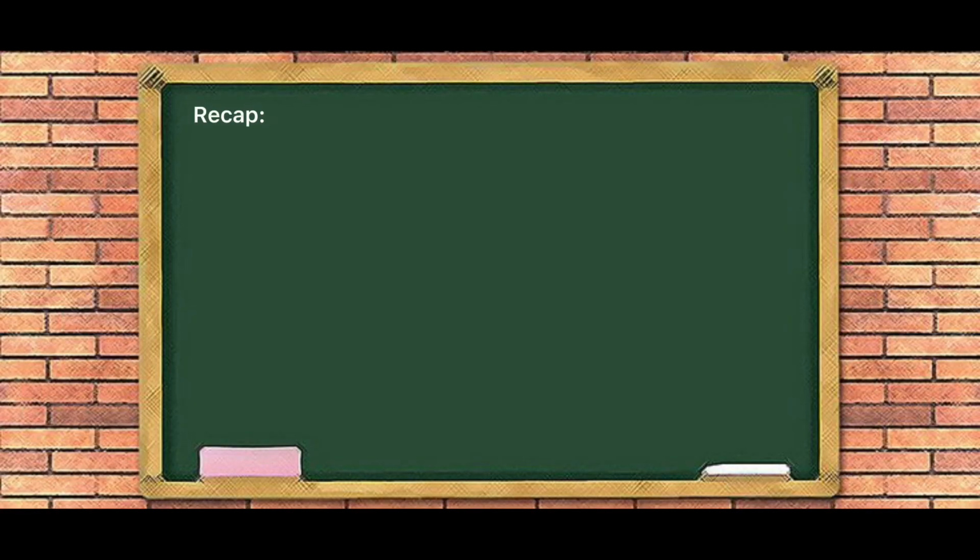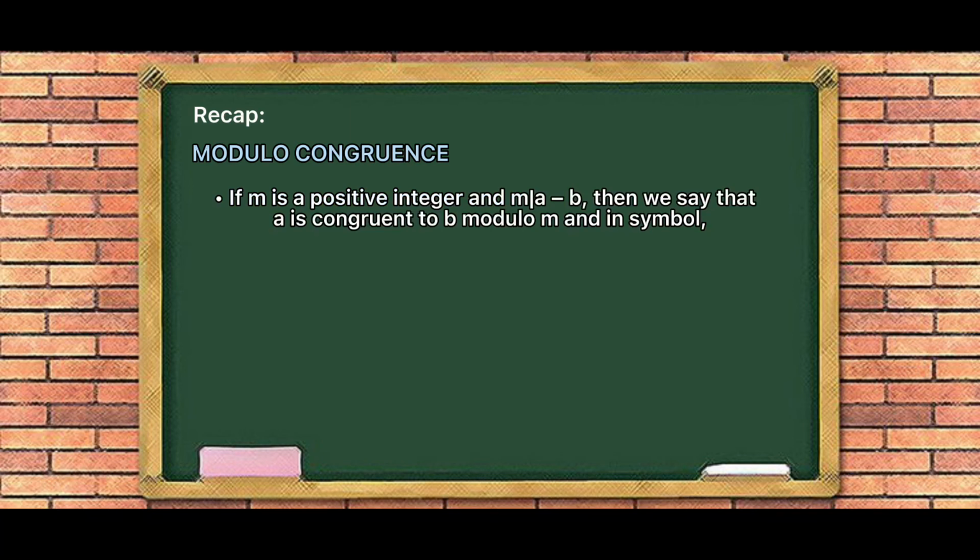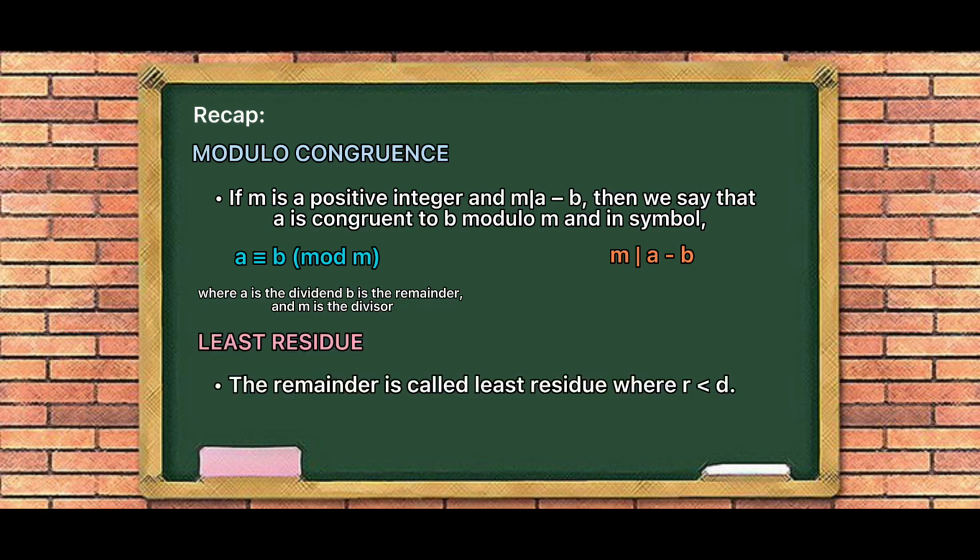Let's have a recap. The modulo congruence says that if m is a positive integer and m divides a minus b, then we say that a is congruent to b modulo m, and in symbol, note that these two statements are equivalent and may be used interchangeably. The remainder is called least residue, where the value of the remainder is less than the value of the denominator.